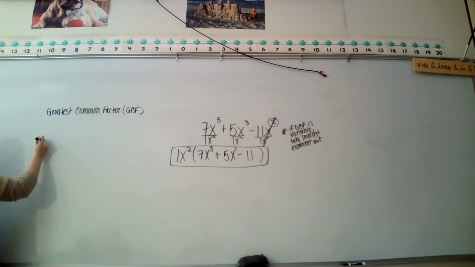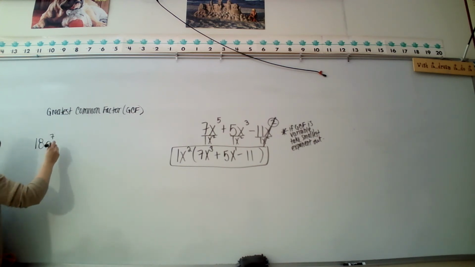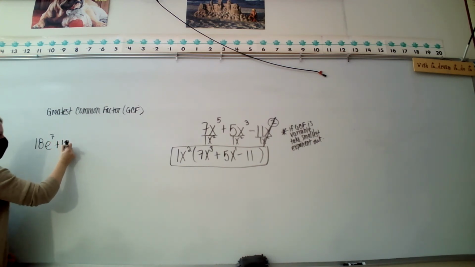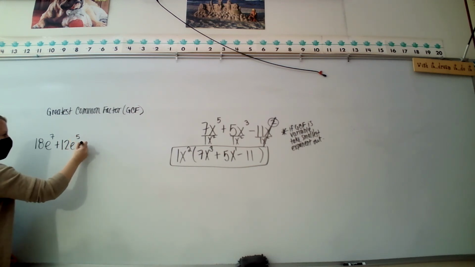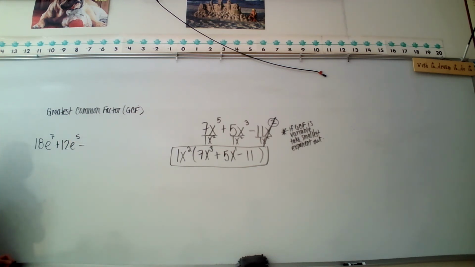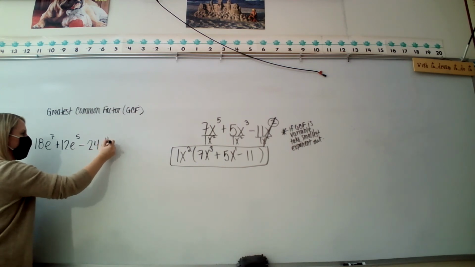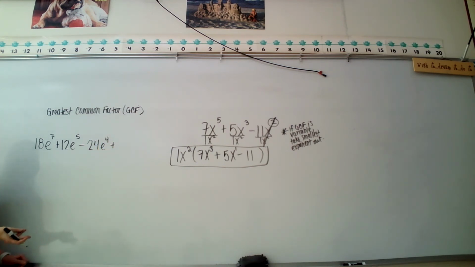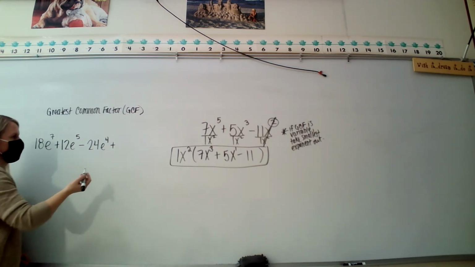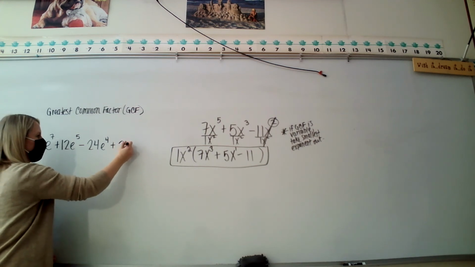18 e to the 7th plus 12 e to the 5th minus 24 e to the 4th. And let's just throw in one more, let's make life exciting today. We'll do 36 e to the 3rd.